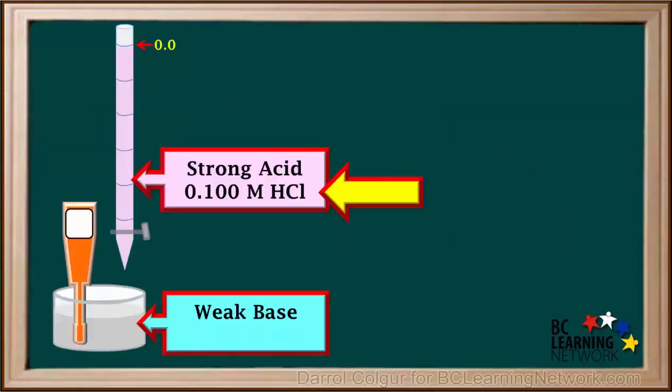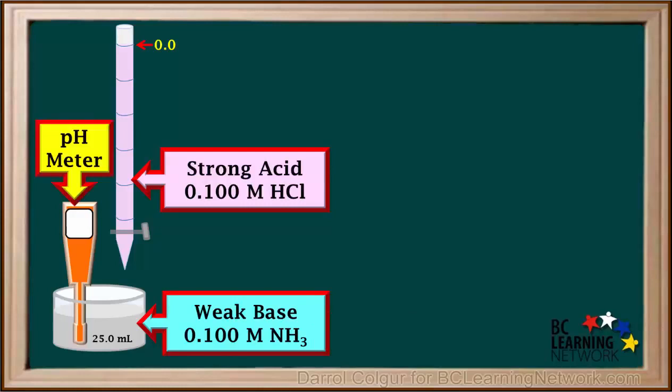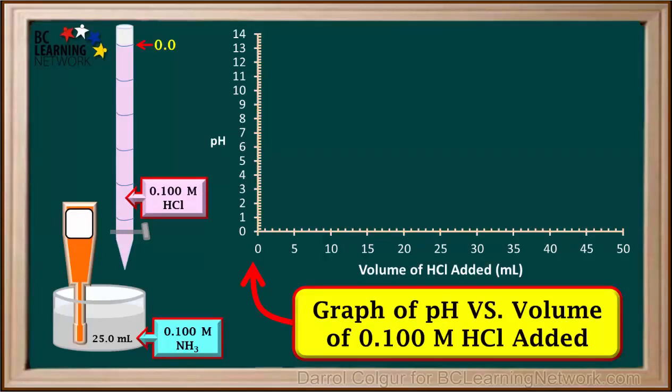The strong acid we'll use in our example is 0.1 molar HCl, and the weak base we'll use is 0.1 molar NH3. We have initially added 25 milliliters of 0.1 molar NH3 to the beaker. A pH meter will be used to monitor the pH of the mixture in the beaker below the burette. What we'll do is draw a graph of the pH in the beaker versus the volume of HCl added to the NH3 in the beaker.